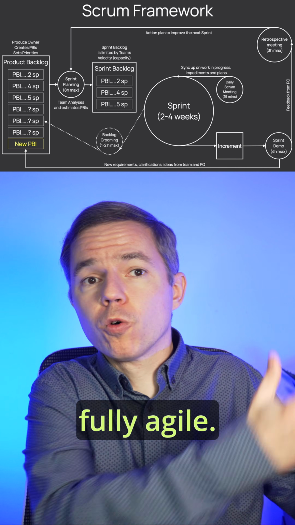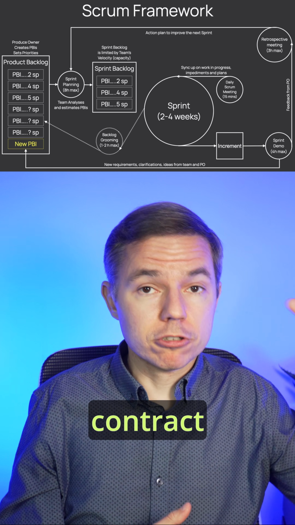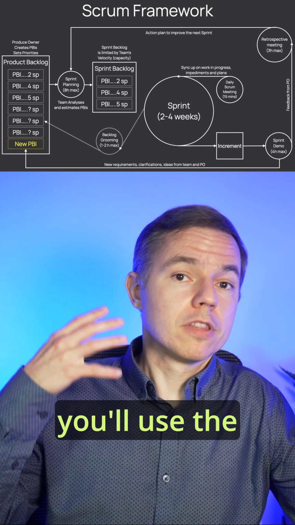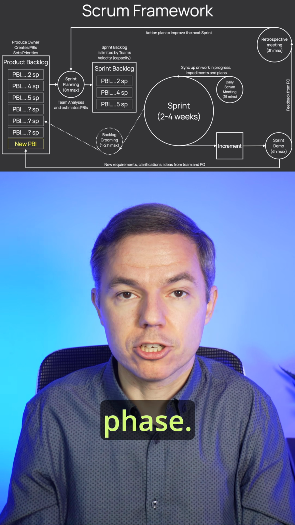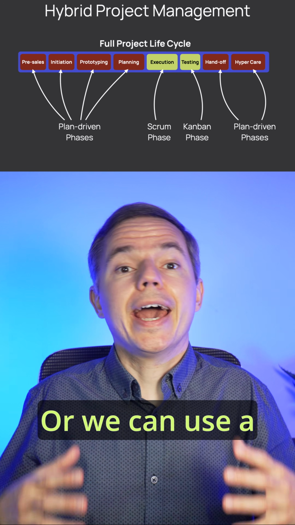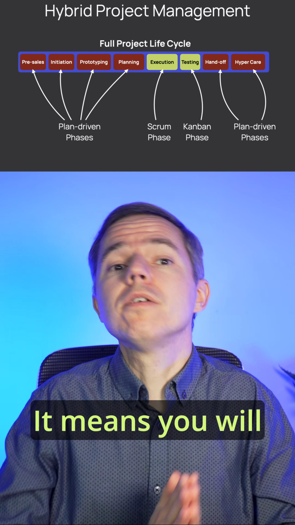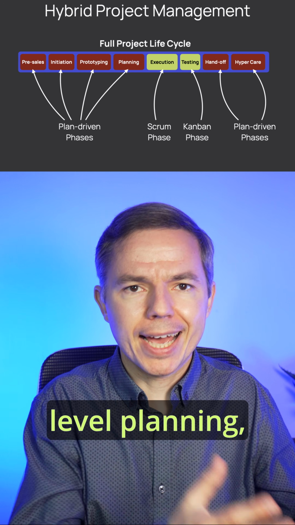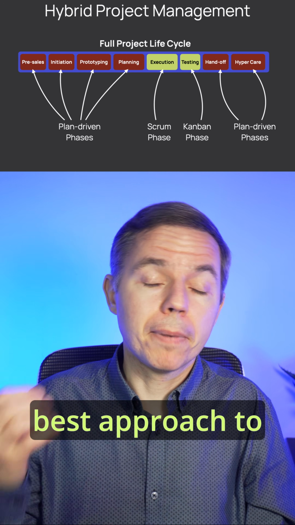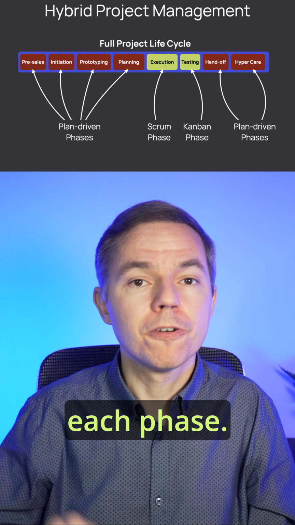Or we can go fully agile, and after the contract is signed, you'll use the Scrum framework and proceed directly to the implementation phase. Or we can use a hybrid approach. It means you will break down the project into phases, perform this high-level planning, and decide on the best approach to use in each phase.